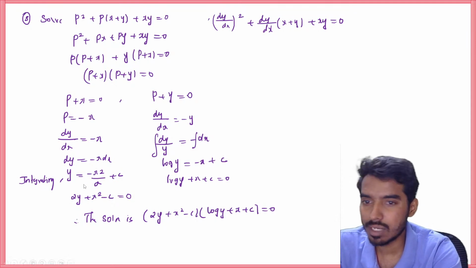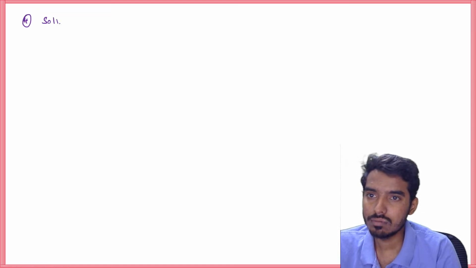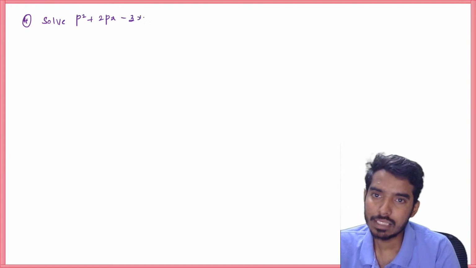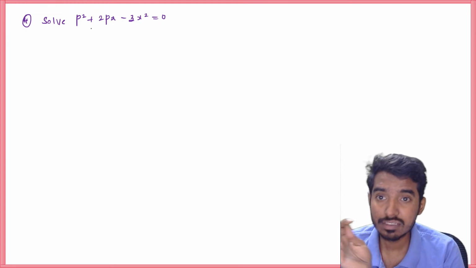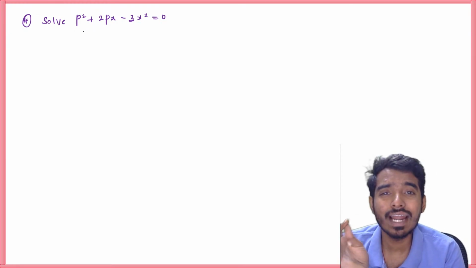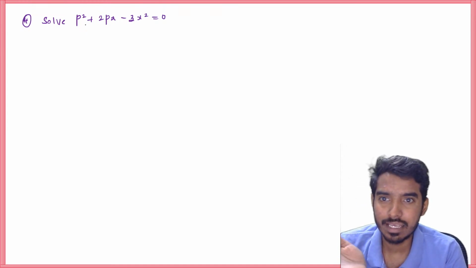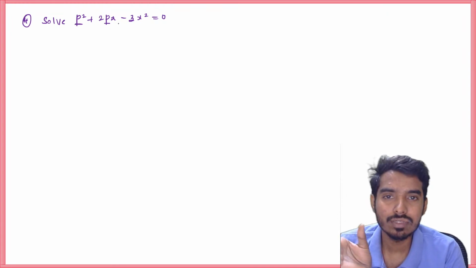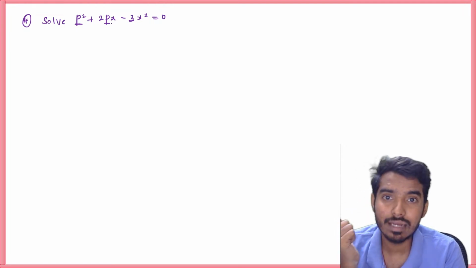So we move on to the fourth problem. p square plus 2x minus 3x square is equal to 0. Again, what I'm going to do is, you just see this as a quadratic in p, but the coefficients are not constant here, right? Here we have p square, here we have p, and here we have some terms. Just think of it as a quadratic in p, but where the coefficients are not constants.